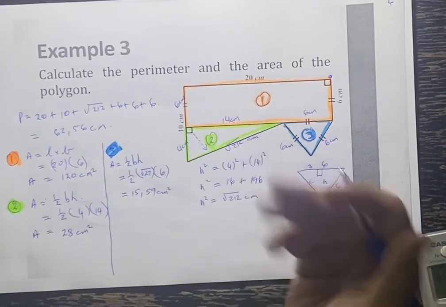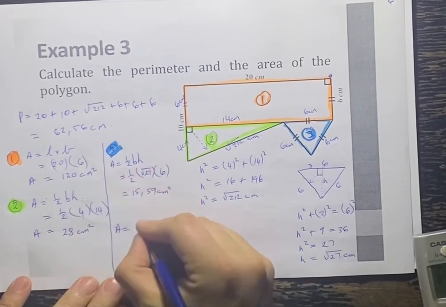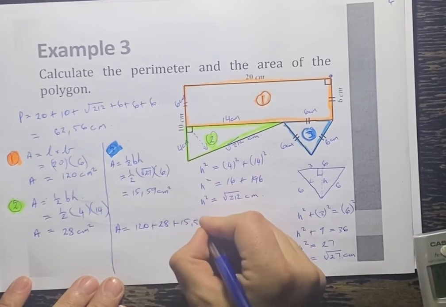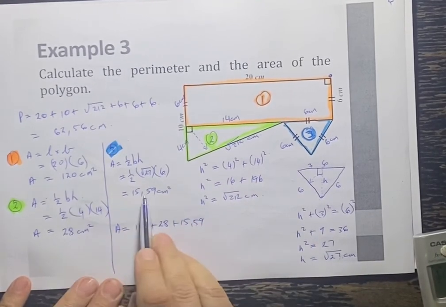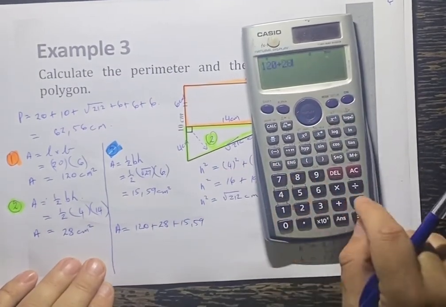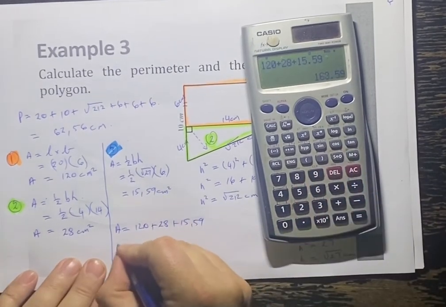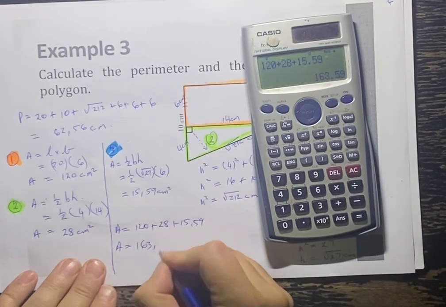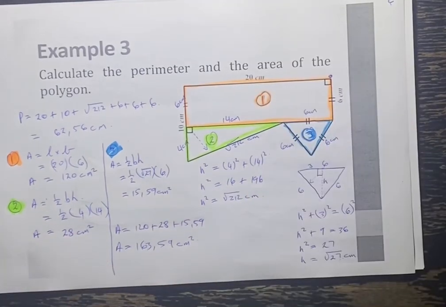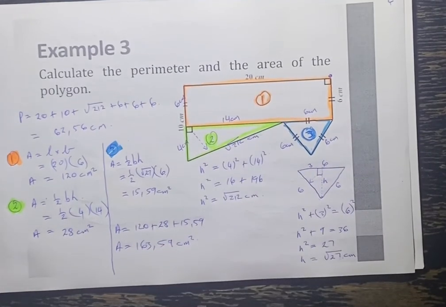But they want the total area of this thing. So now I just have to add all of these up. So we're going to add 120 plus 28 plus 15.59, and I'm getting those from the individual areas. And we get a total area of 163.59 centimeters squared. And that is our final answer. So guys, with these ones, I need you to break them up. Expect something like this in an exam or a test.